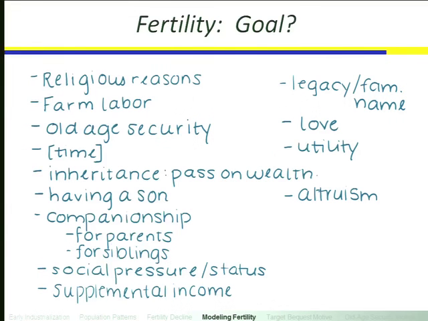I'm going to have children because of religious reasons. That would be a goal. I'm going to have children because I need kids to help me on the farm. That would be a goal. I'm going to have children because I want somebody to take care of me when I'm an old woman. That would be a goal. I'm going to have children because I need somebody to pass on the family wealth to. That would be a goal.